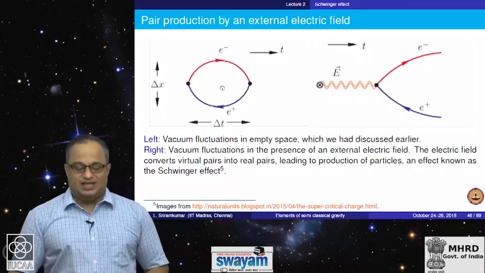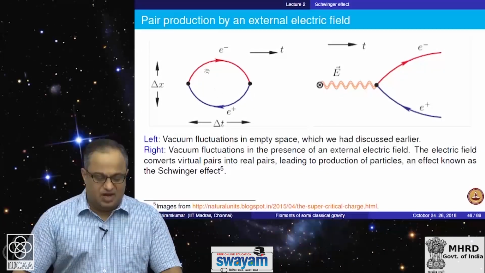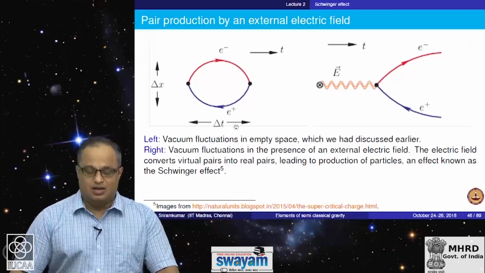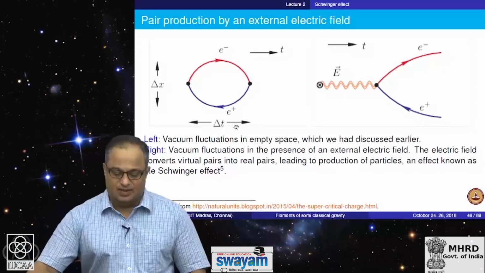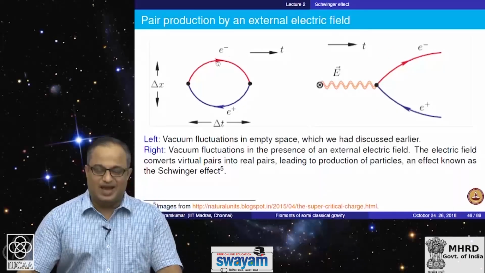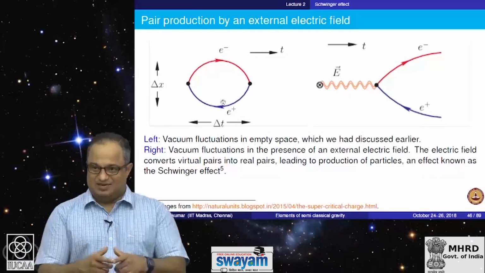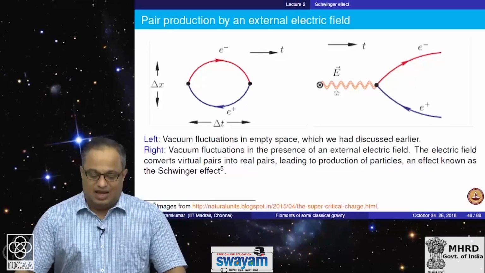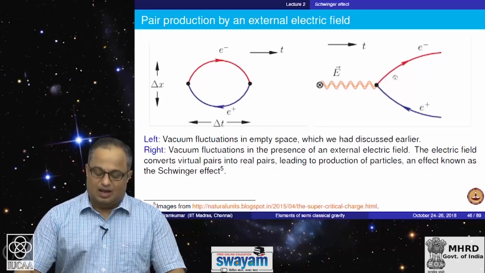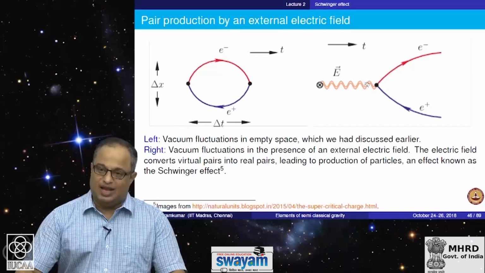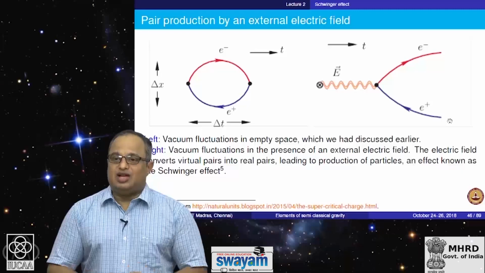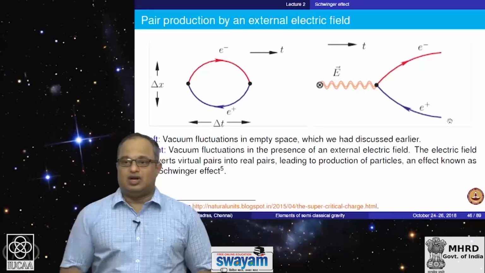But what happens the moment I place an electric field? The only difference between the figure here and the earlier figure was that in the earlier figure, time was along the vertical direction and space was along the horizontal direction. This has been inverted here. Now, what happens when you turn on an electric field? The electron-positron pairs may not come back and annihilate each other. If the electric field is in this direction, okay, it can pull the electrons and push the positrons, and they can actually lead to creation of real electron positron pairs. This is what we want to understand.